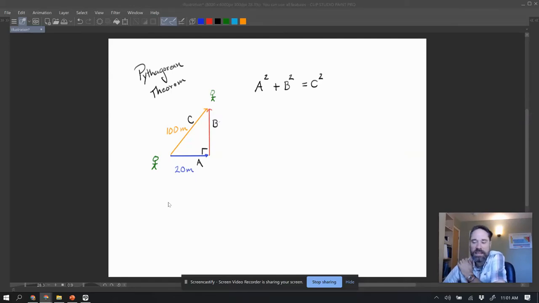Hey everybody, welcome back. Last time we solved for the hypotenuse for the Pythagorean theorem, but what if you wanted to solve for one of the other two sides? It's very nearly the same thing, it's just a little algebraically different.